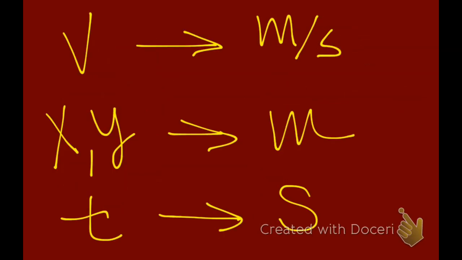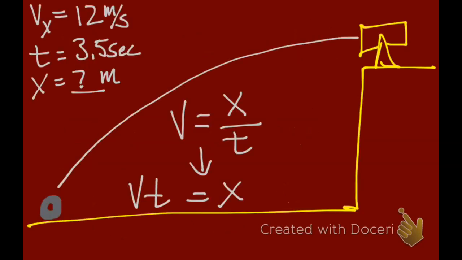So let's review the units very quickly. Velocity is going to be measured in meters per second in the work that I give you. X and Y will be measured in meters, and time will be measured in seconds. And that should be pretty straightforward.